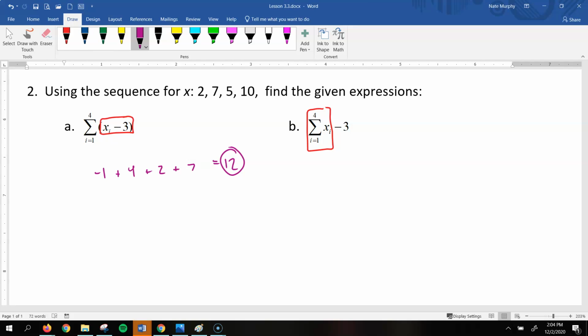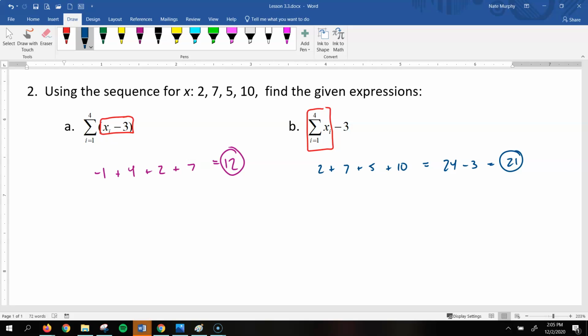This next one, we're going to add them all together and then subtract 3 from the sum. So we would take 2 plus 7 plus 5 plus 10. When you do that, you get 24. But then we subtract 3 and we get 21. So that's how you would do that sigma notation problem.